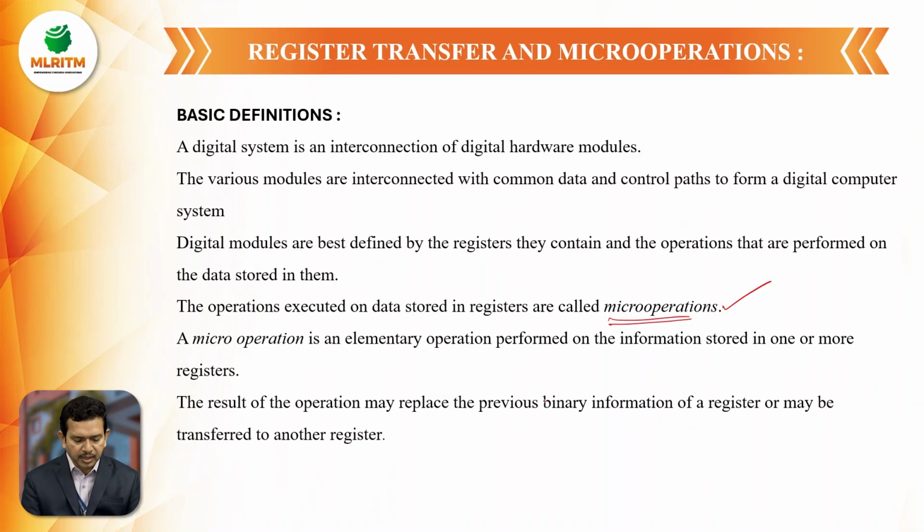Right? Next, the results of the operation may replace the previous binary information of the register or may be transferred to another register. When I say a register, suppose take a register R. The register can store the information or the register can process the information. If I take a register R, I can store some data on the register, some 3 bits of information or some n bits of information.